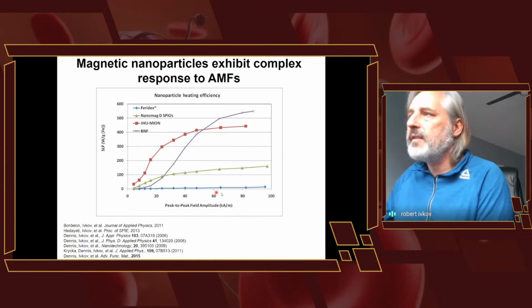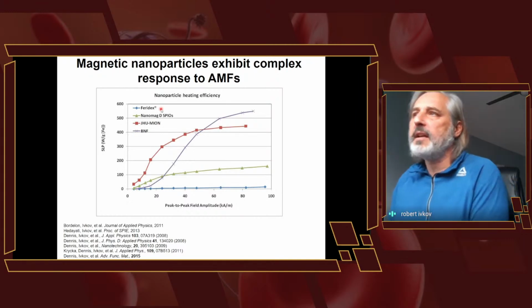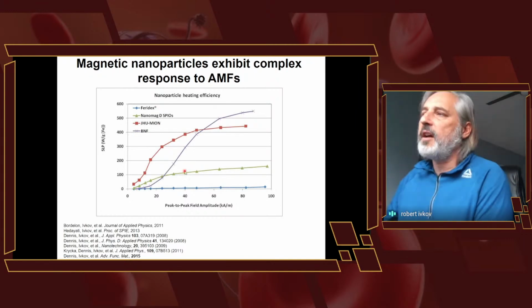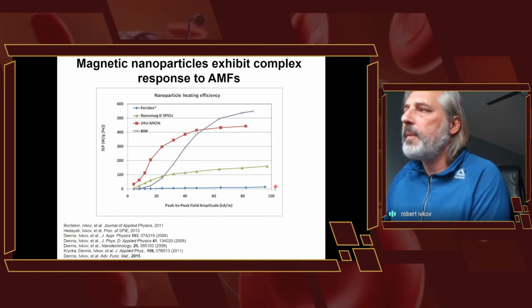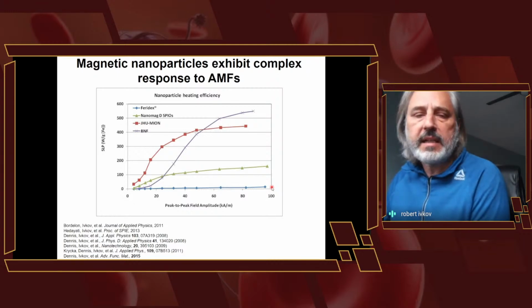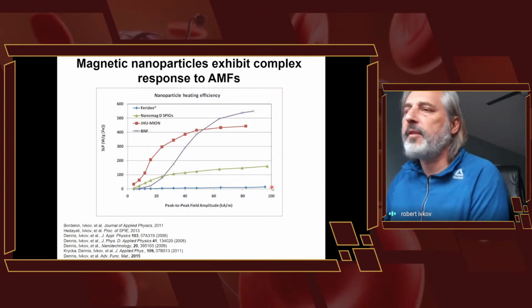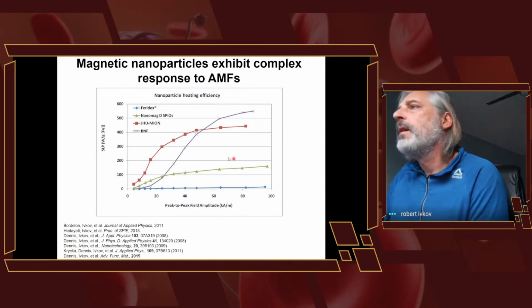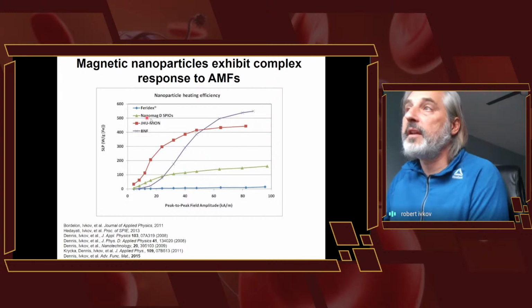So one of the things that I always like to point out to people is this material here, which is Feraheme. It is a superparamagnetic iron oxide. It does not heat. Superparamagnetic materials, superparamagnetic iron oxides, or magnetic nanoparticles that exhibit superparamagnetic properties are not going to heat in an alternating magnetic field.